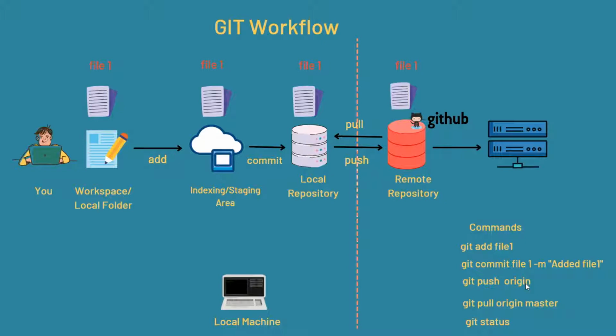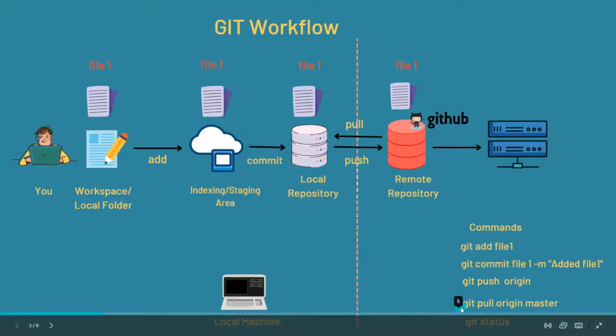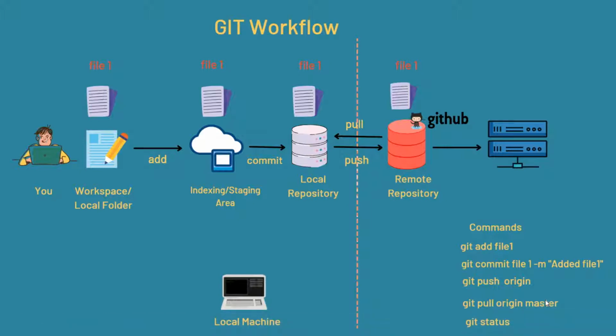Now at the same time, you may want to download or pull the updated code from the remote repository, and to do that, all you need to do is execute the command git pull origin master. Once you execute the command, all the latest code will be pulled into your master branch on your local machine, that is your local computer. I hope you got a basic visualization of the git workflow.